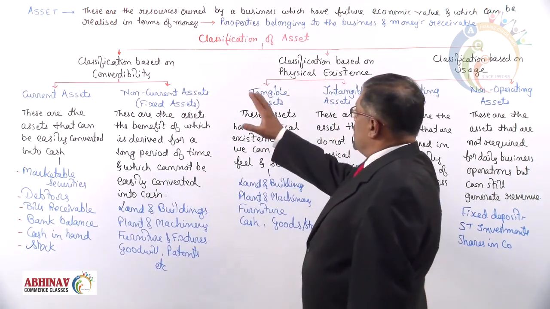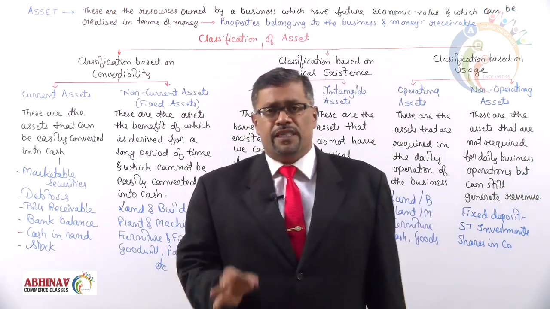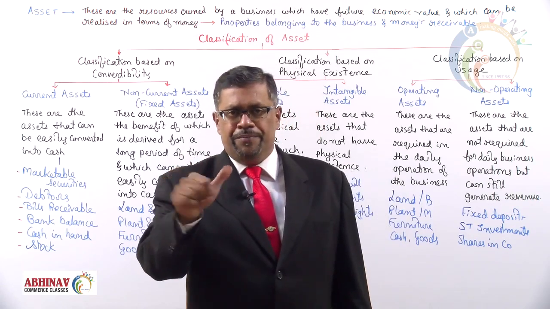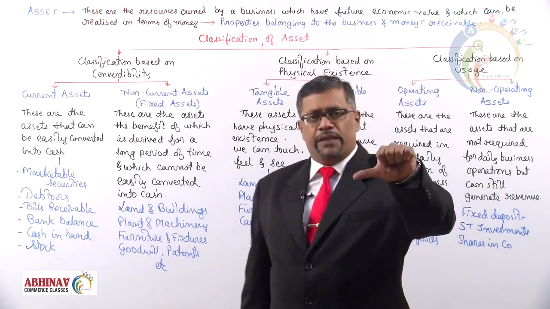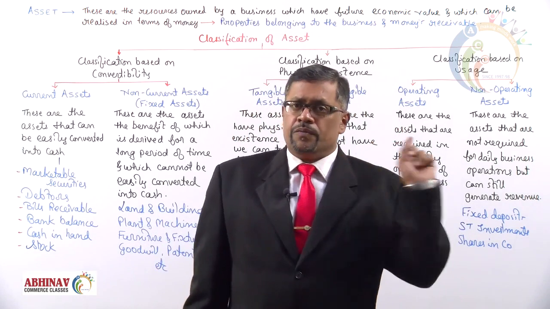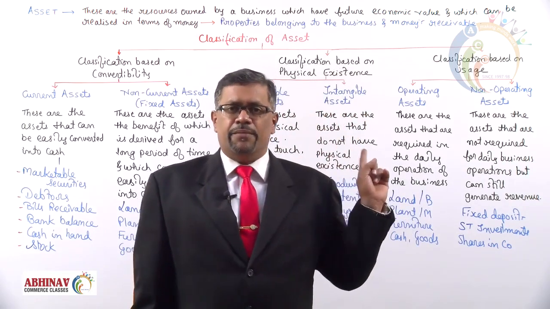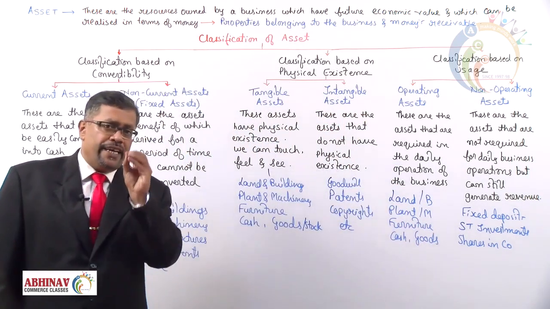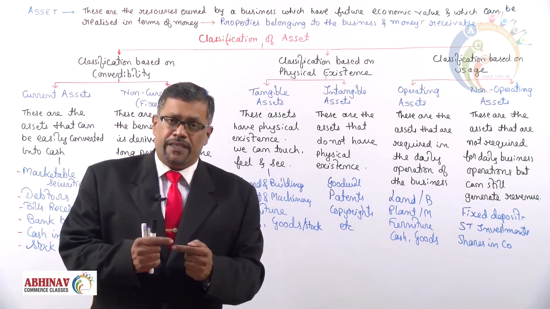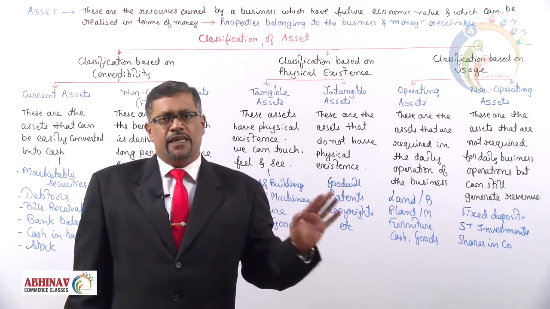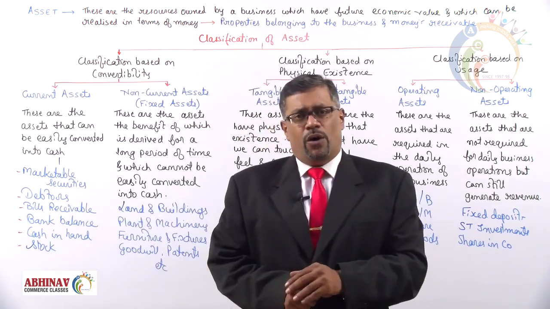Now, I just repeat in brief. Classification of asset is done. First, what is asset? Properties belonging to the business and money receivable. Classification based on convertibility, based on physical existence and its usage. Based on convertibility, current and non-current. Current asset which can be converted into cash, non-current which cannot be converted into cash. Based on physical existence, tangible and intangible. Tangible has physical existence which we can see, touch and feel. Intangible has no physical existence, which we cannot see, nor touch, nor feel. Based on usage, operating asset which is used in the daily operations of the business. Non-operating, which is not used in the daily operations of the business but can generate some revenue. They are called non-operating assets. So this is nothing but the modern approach to the classification of asset.